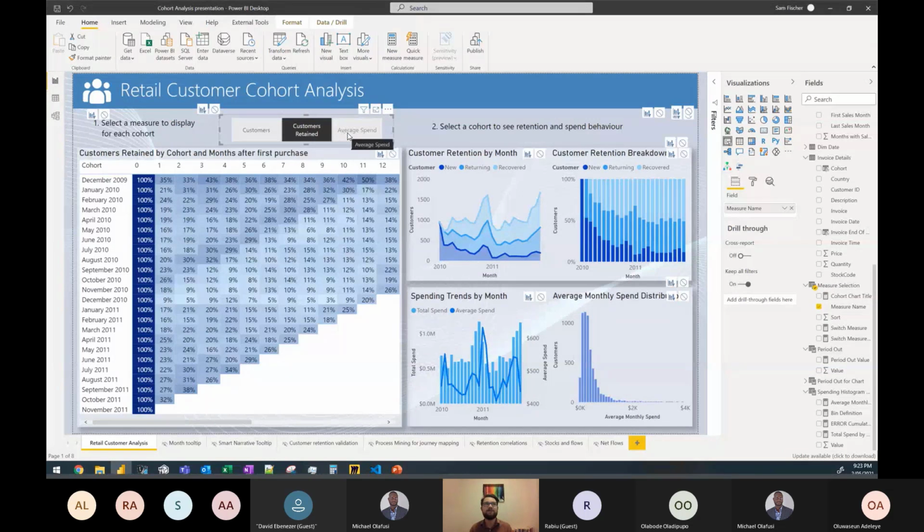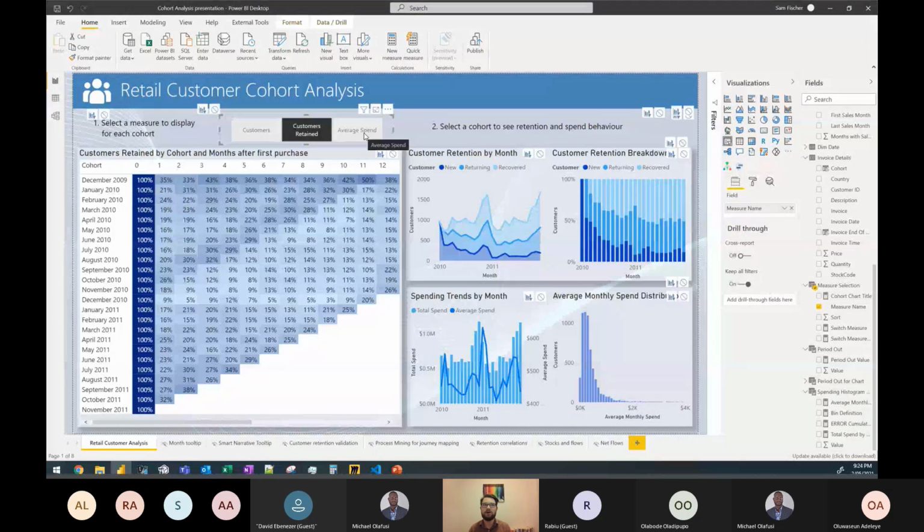But anyway, for the customers retained, this is looking at the percentage of the customers from that first month that stuck around for the following months. So you can see here, for this cohort in January 2010, the first month is by default 100%, but then only 21% of them stuck around for the following month. And we can also look at the average spend for each of these customers. We might want to see how much they spent on average per transaction and see if we can identify any trends here.